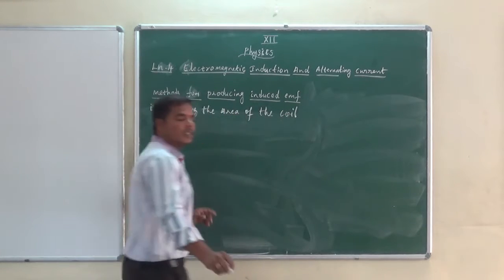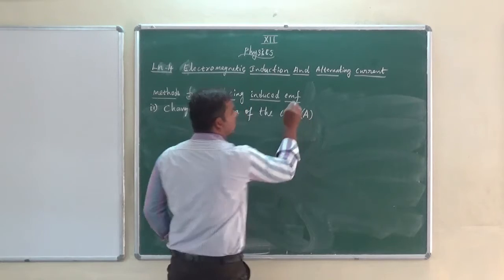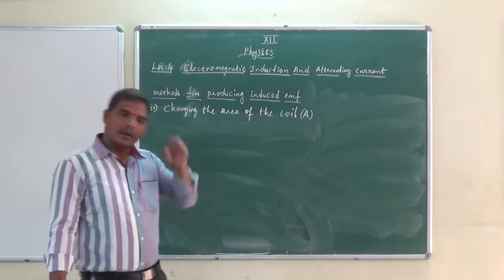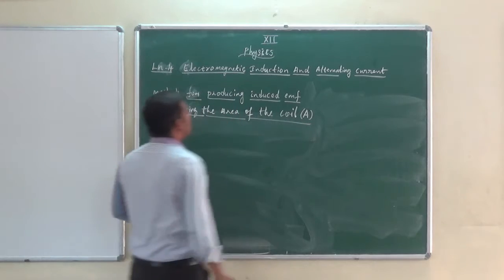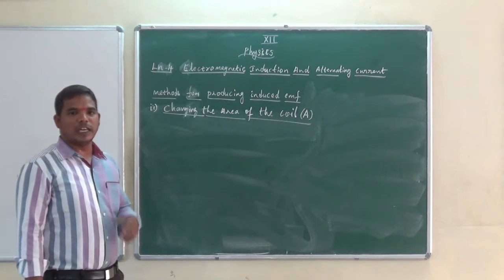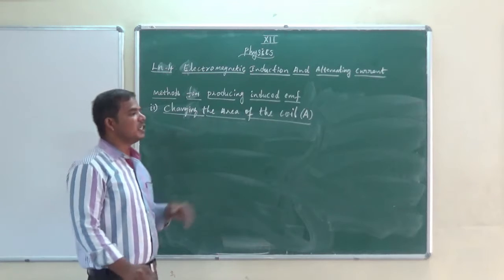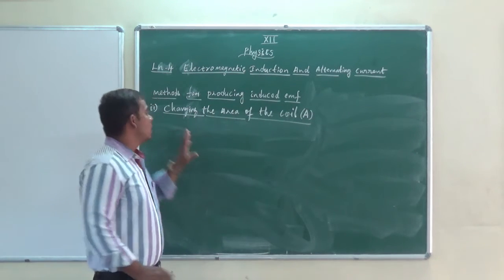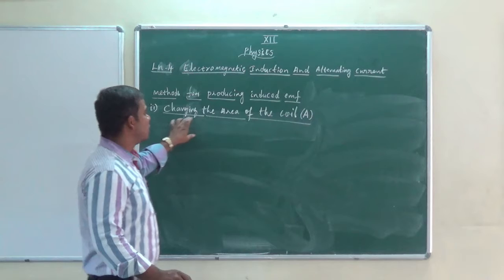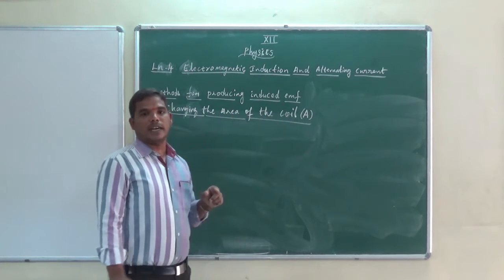What do we have to change? The change in the area of the coil with respect to the magnetic field. So how do we change the area of the coil so that we produce an induced EMF? We will see that. Already we discussed changing the magnetic induction to produce induced EMF, isn't it? Now we are going to discuss changing the area of the coil to produce induced EMF.